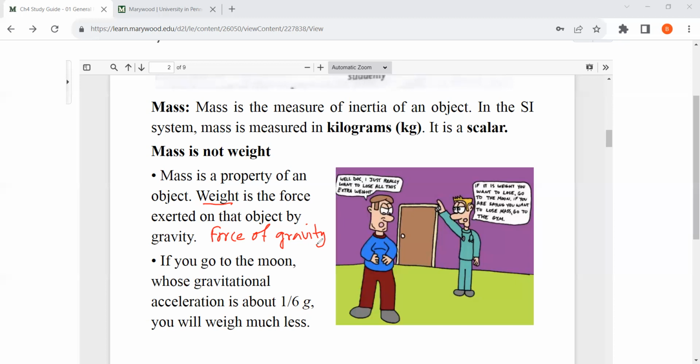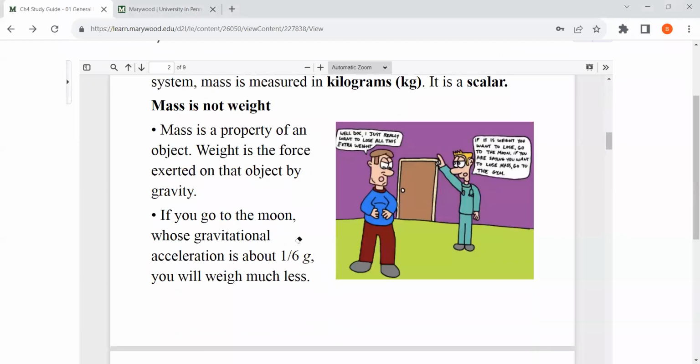Because weight is a force, and because force is a vector quantity, weight is also a vector quantity. We will see later in detail about it. All right, so here I put a cartoon. Let me know if you understand this.